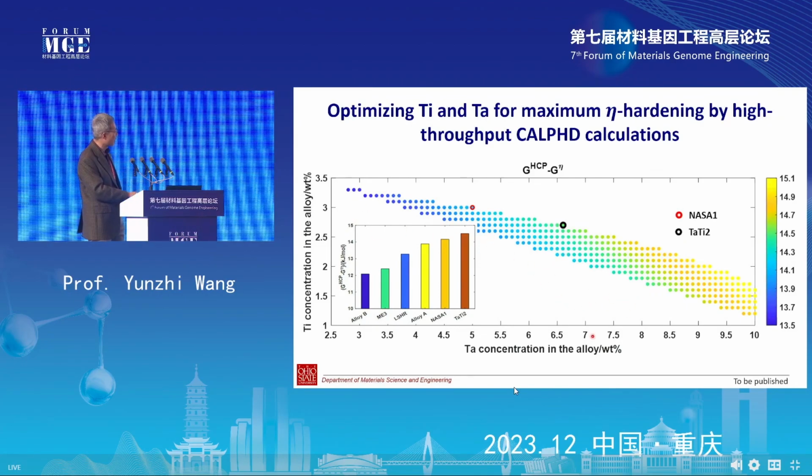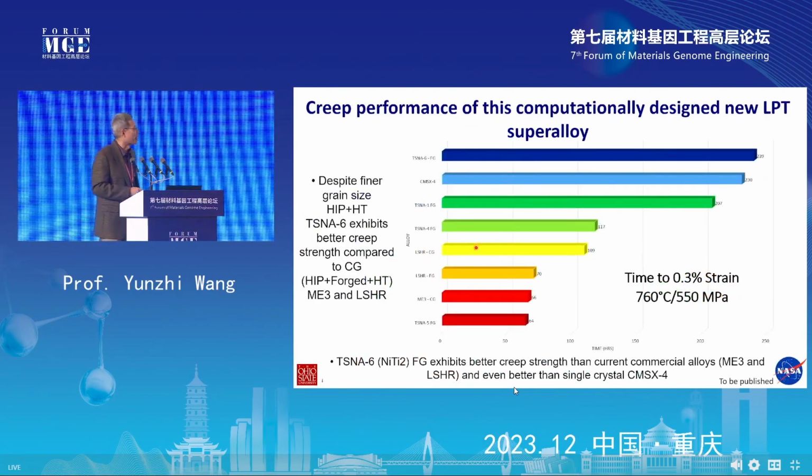This is the cross-section along the tantalum and titanium. And this is the best existing alloy, this one. And then we just find this one has a better value of this parameter we just developed. And then we have this one. And then we presented this one to NASA, and I think we were convincing enough. They went ahead, they made the alloy. And so this is the result.